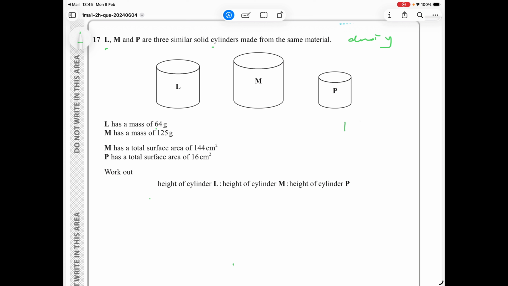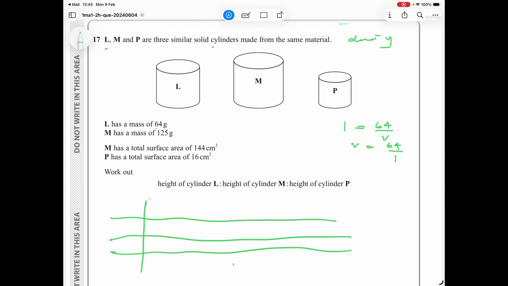You could say the density of L equals, let's make it 1 randomly because we know that they're all the same. 1 equals 64 over its volume, 64 grams, and then we can swap out: volume equals 64 over 1. So basically, proportionately, they're all going to be the same using that bit. Now, I'm going to use the same sort of system that I used before.